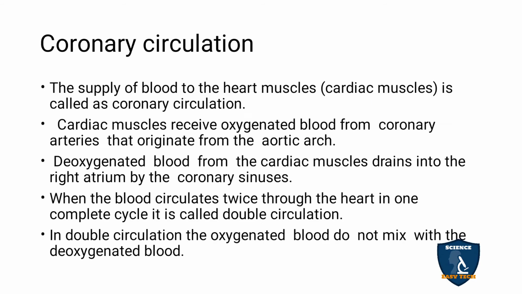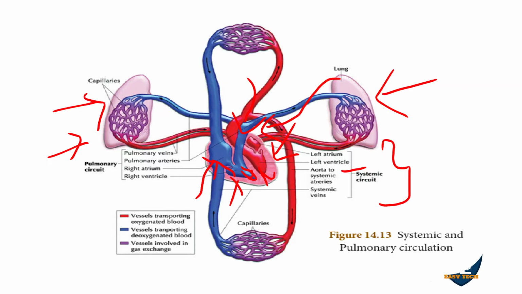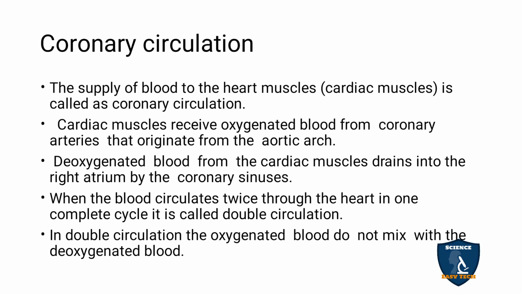Next, we move on to coronary circulation. The supply of blood to the heart muscle is called coronary circulation. The heart needs blood. So, what is such a type of circulation called? Coronary circulation. Coronary circulation means the heart needs a supply of blood, and that supply is called coronary circulation.